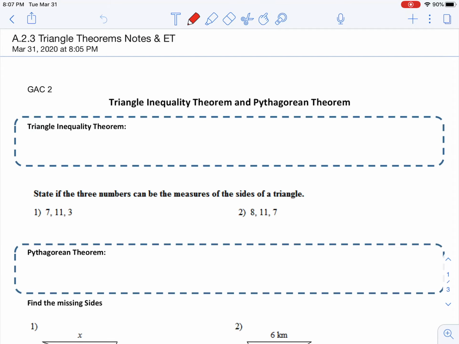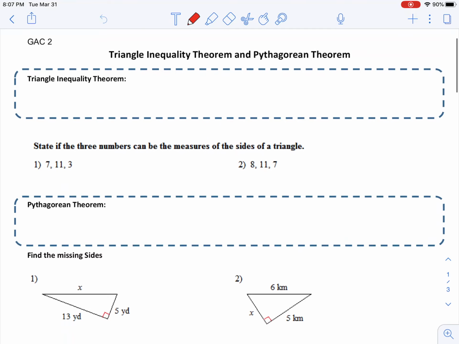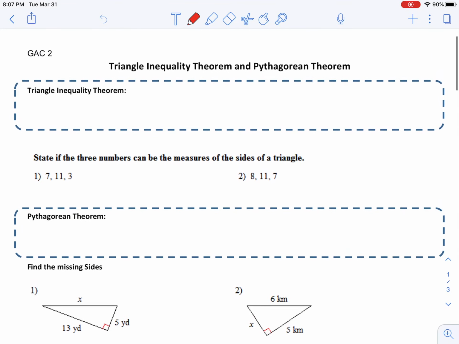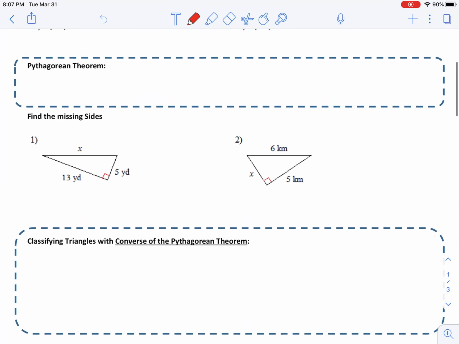Well, let's take a look at today's notes. We're going to talk about triangle theorems. We've actually done these notes. I think we did them this year, earlier on in the year. I'm talking about three different types of theorems.